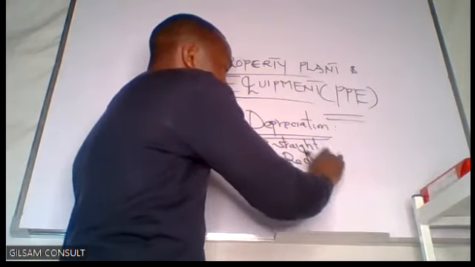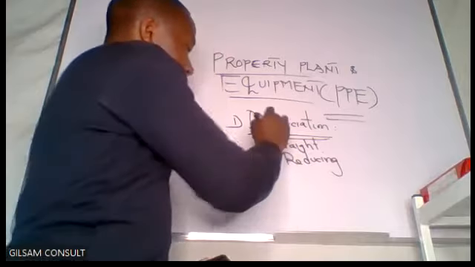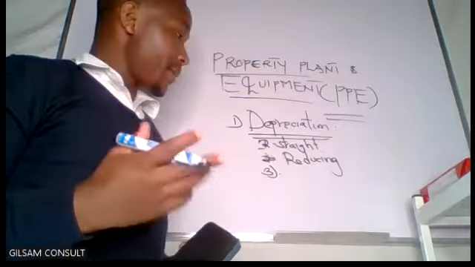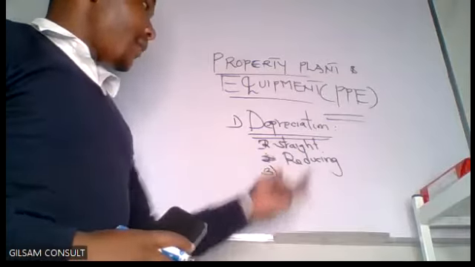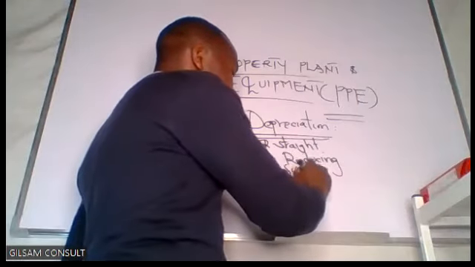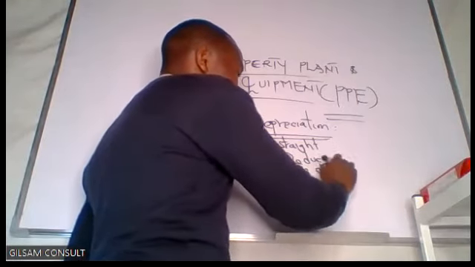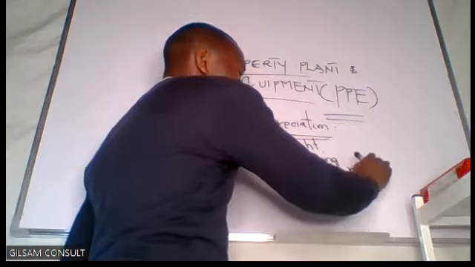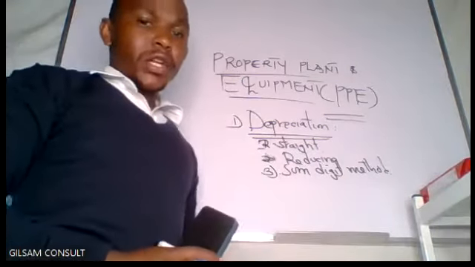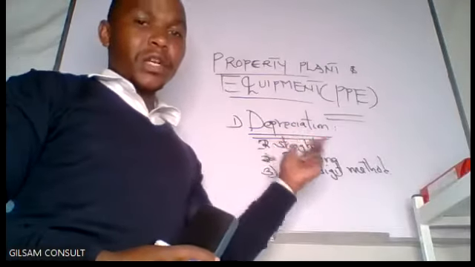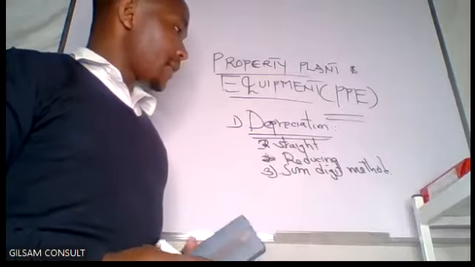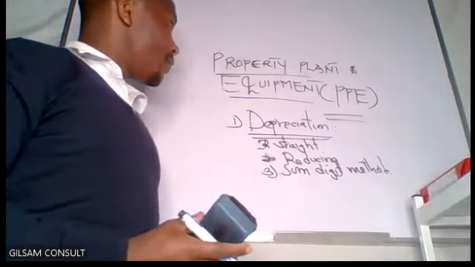So there is another one which maybe now I can add, because you have contributed more. There is another one called sum digit method. So depreciation is a subtopic on its own. For now, you can compute depreciation, but it is not something hard. So you will see.